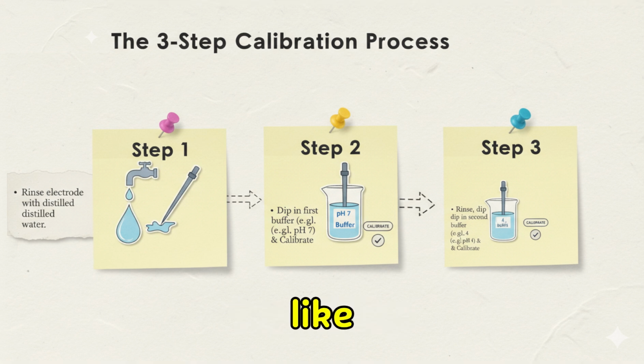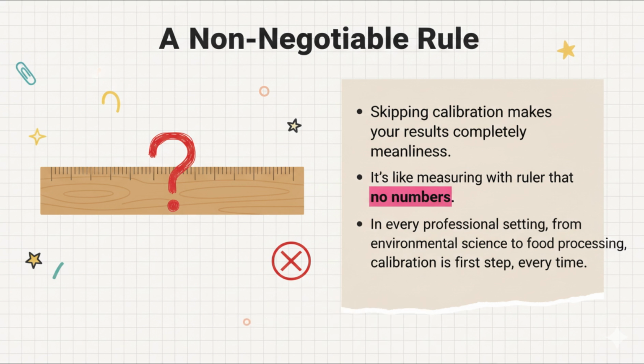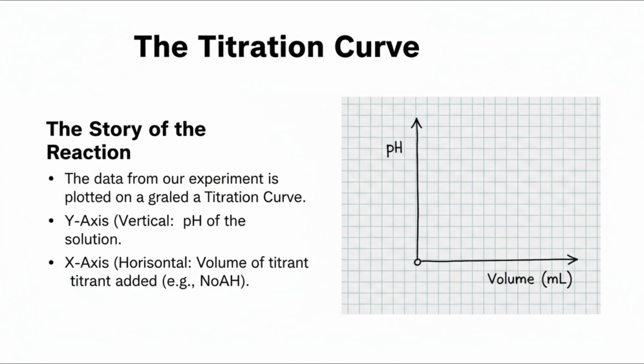Forgetting this step is like trying to measure distance with a ruler that has no numbers. Your results will be meaningless. Every single time a pH meter is used in a professional setting, whether it's an environmental scientist testing the alkalinity of a lake or a technician in a food processing plant, it is calibrated first. It's a non-negotiable rule that guarantees the data is trustworthy.